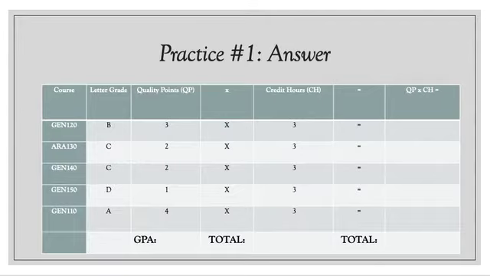Now, if I was looking at more than one term, I would actually just want to look at all of the classes together if I was doing cumulative, and I would add in all the points, then all the credit hours. I don't calculate each term separately. Okay, so then I'm going to multiply across, and I get my quality points, and I do my sum. So then I take 36, and I divide it by the number of credits, which is 15. And then I have my GPA of 2.4.